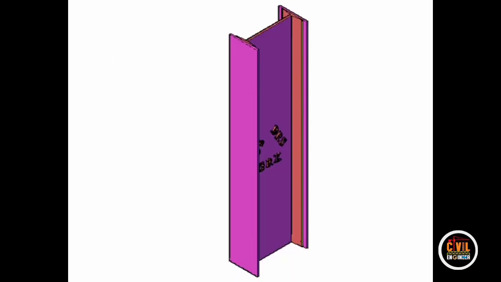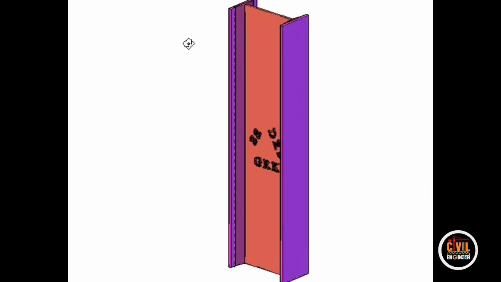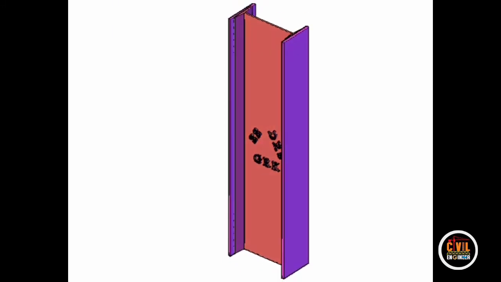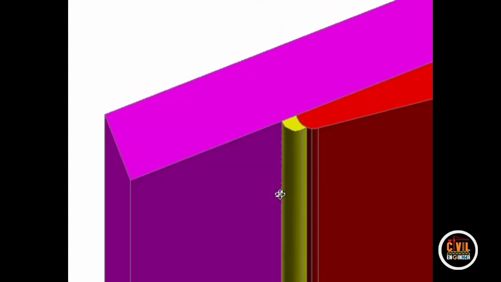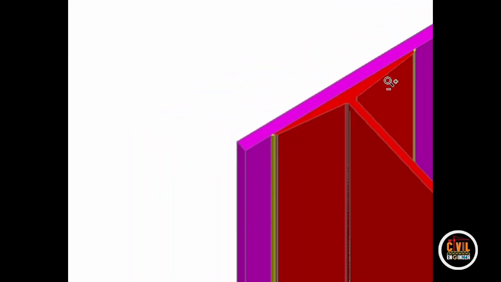This is what you are observing: the built up column with the cover plate, joined together by welding, as you observe it here. I can zoom out a little bit more and show you the welding connection that has been done throughout the length of the column. Here also you can observe it.